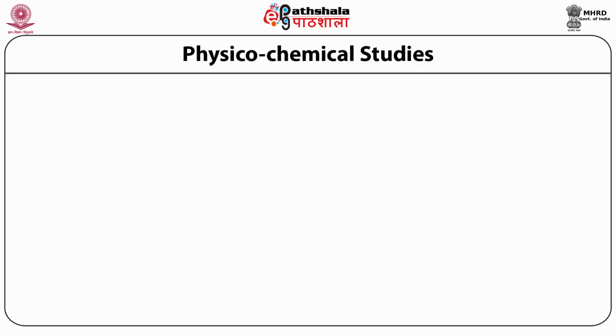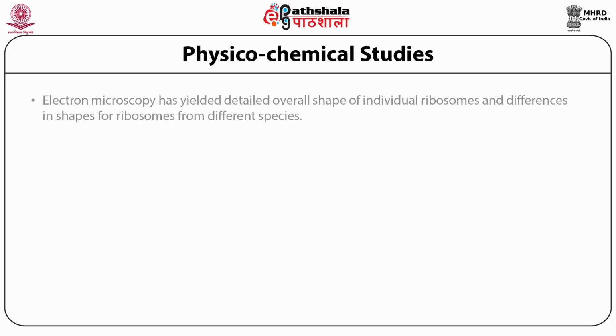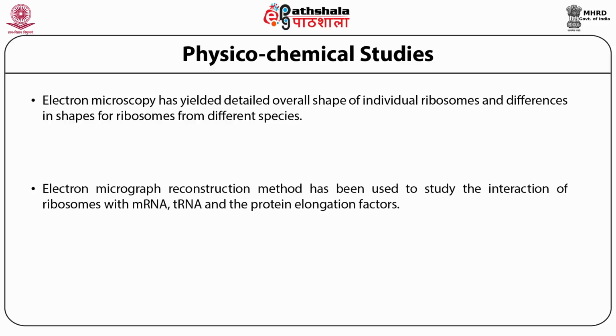Several physico-chemical studies have been used to yield the detailed overall shape of individual ribosomes and differences in the shapes for ribosomes from different species. Electron microscopy has been one of the most powerful techniques. Electron microscope reconstruction method has been used to study the interaction of ribosomes with mRNA, tRNA, and other protein elongation factors. The latter really helped in understanding atomic level details of the structure.